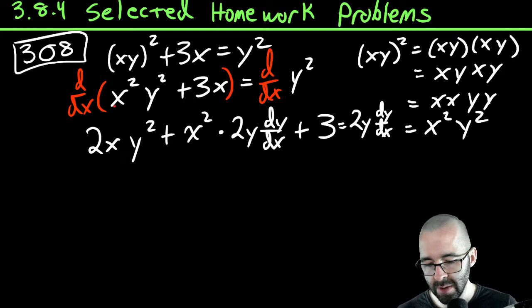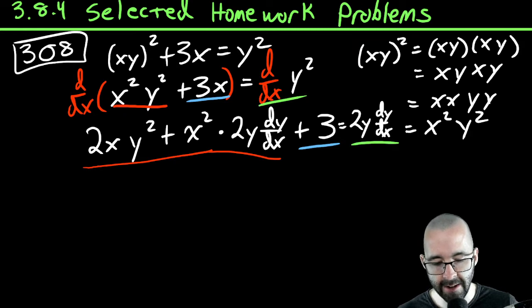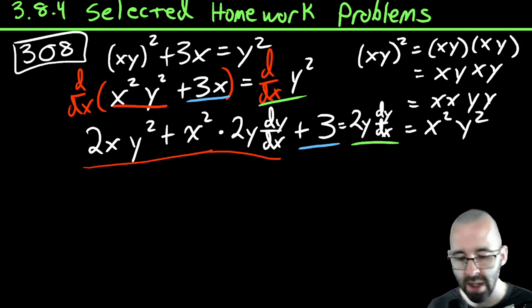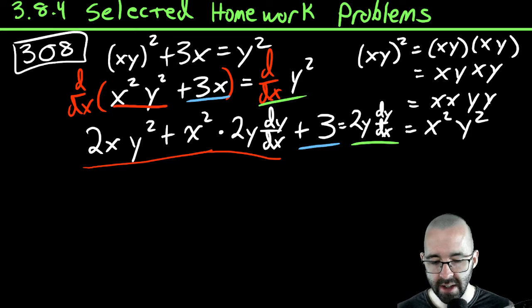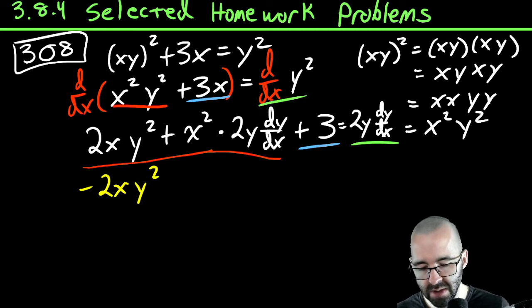And to be very clear about what's going on, this is that from the product rule. This is that, and this is that. Now we need to get all the dy/dx's on one side and everything else on the other. That's going to be a little bit messier here. Okay, so let's do this in 2 steps. First, let's subtract 2xy squared and a minus 3 from both sides.